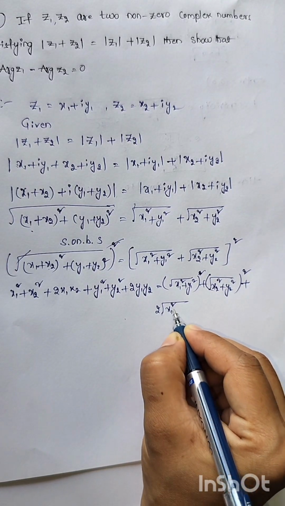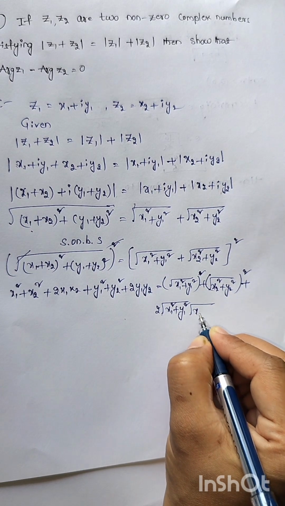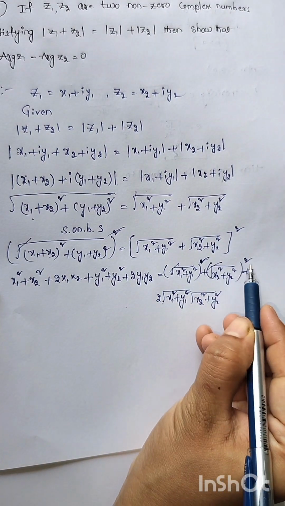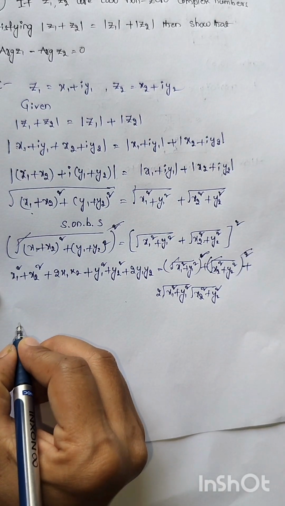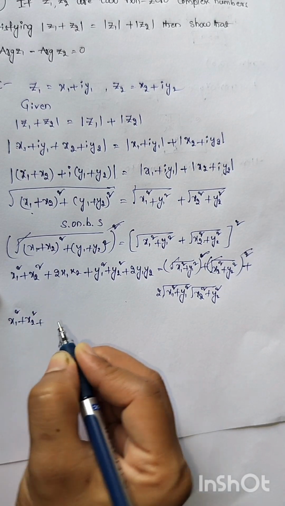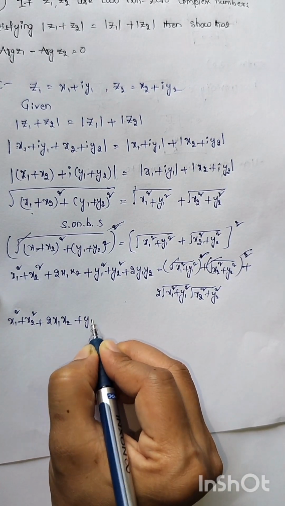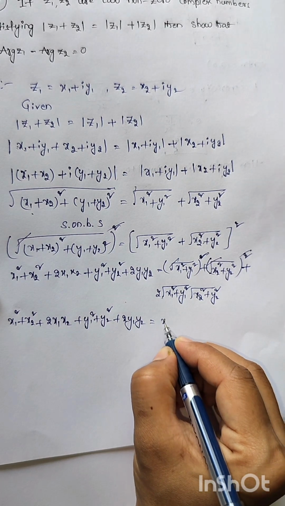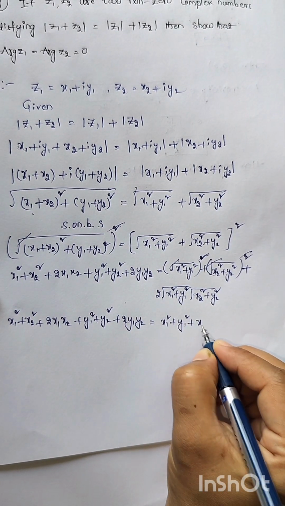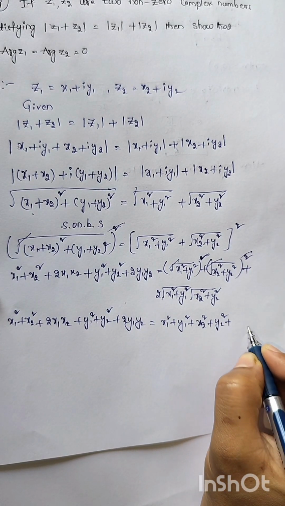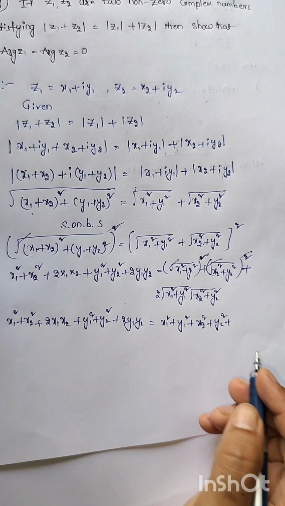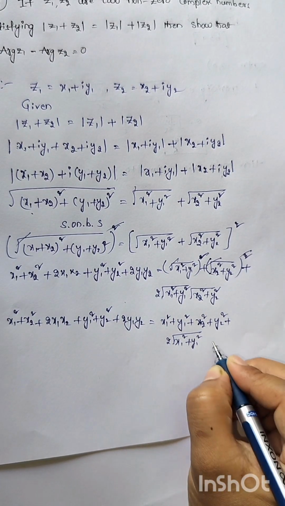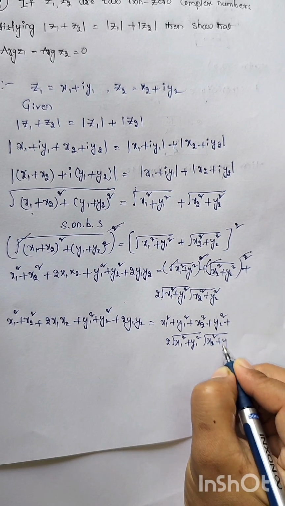2 into root of x1 square plus y1 square, this is a, this is b, x2 square plus y2 square. Here root and square get cancelled. So x1 square plus x2 square plus 2 x1 x2 plus y1 square plus y2 square plus 2 y1 y2 equals x1 square plus y1 square plus x2 square plus y2 square plus 2 into root of x1 square plus y1 square into root of x2 square plus y2 square.